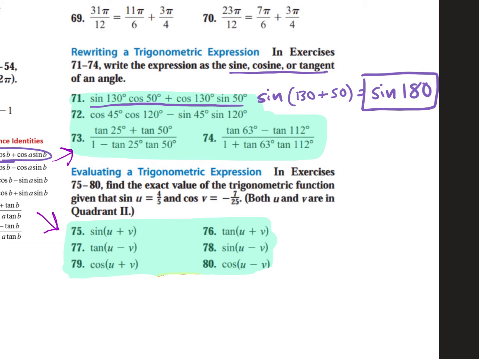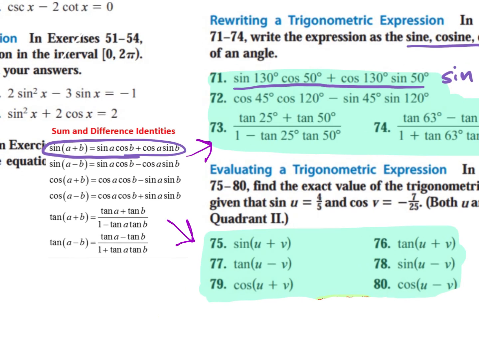So if I did 73, a tangent one, I have tangent where I'm adding on top. So that would go with this equation here. So that is tangent of a plus b. So my a would be 25 and my b is 50. So I just take the two numbers that are given in the equation. So this would be tangent of 75.